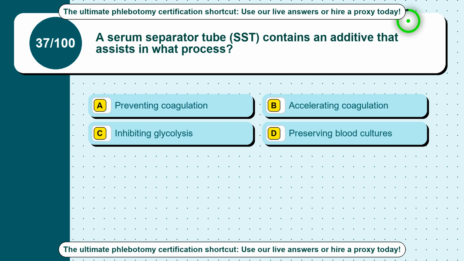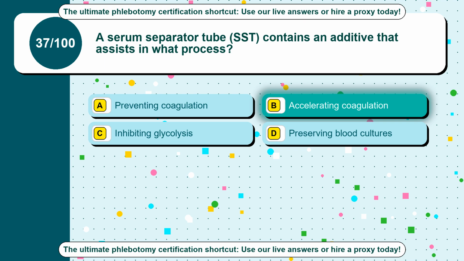Question 37. A serum separator tube, SST, contains an additive that assists in what process? Option A, preventing coagulation. Option B, accelerating coagulation. Option C, inhibiting glycolysis. Option D, preserving blood cultures. The correct answer is option B, accelerating coagulation.